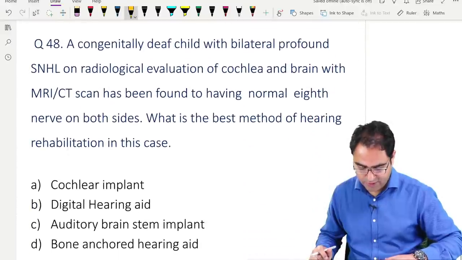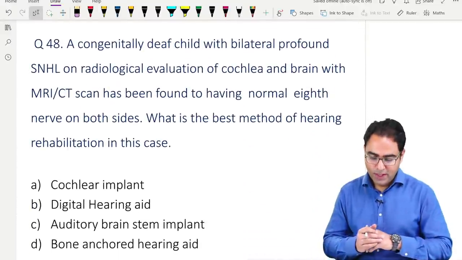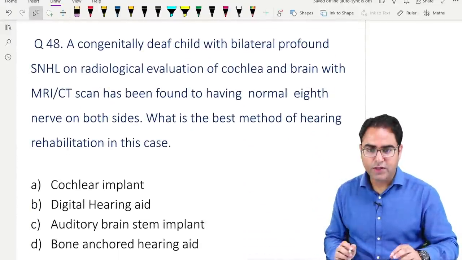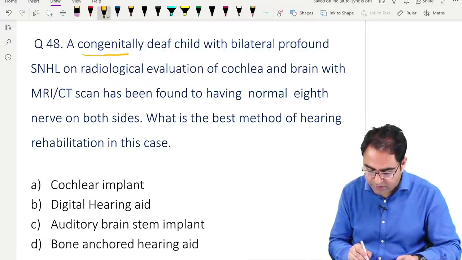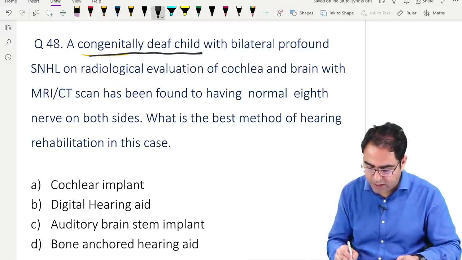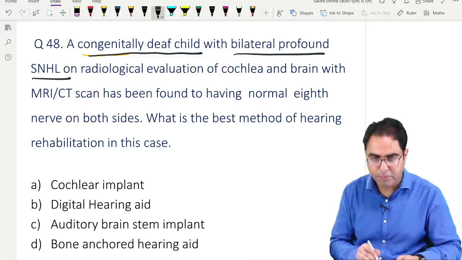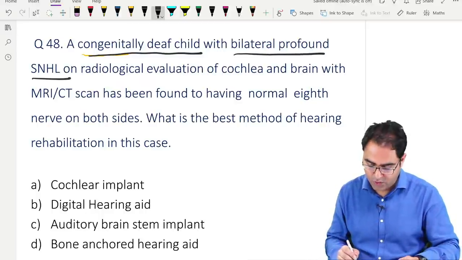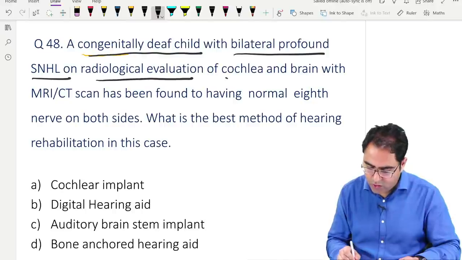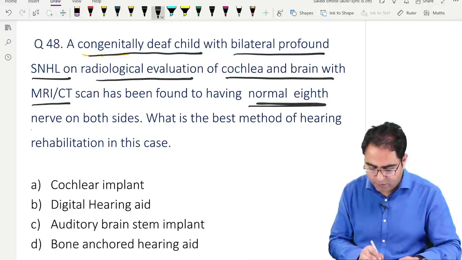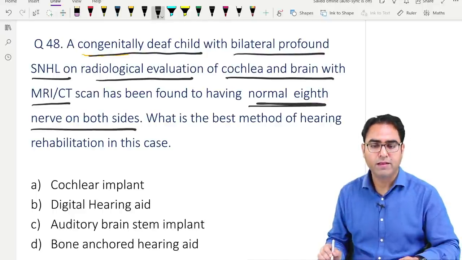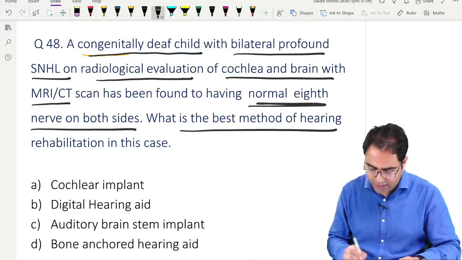Forty-eighth question. A congenital deaf child with bilateral profound SNHL. The child is deaf since birth. Bilateral profound SNHL means the patient is deaf. Radiological evaluation is done: MRI and CT of cochlea and brain. Normal 8th nerve is proven on both sides. What is the best method of hearing rehabilitation in this case?